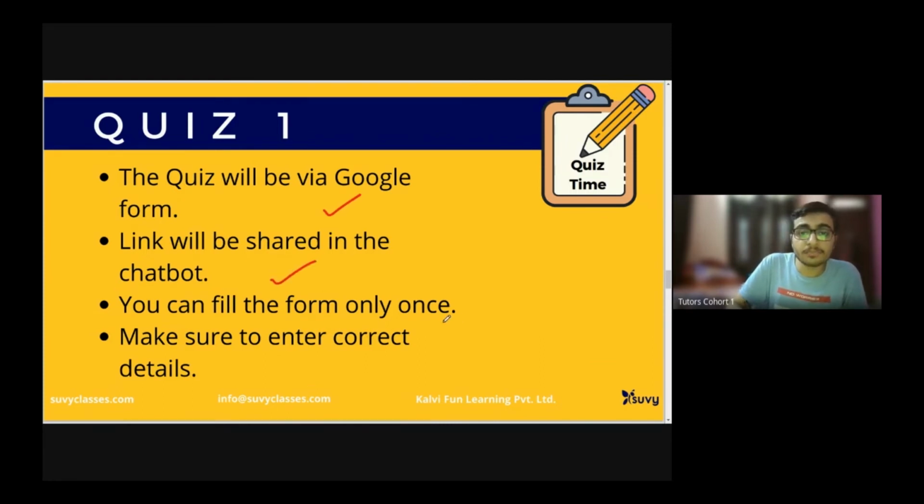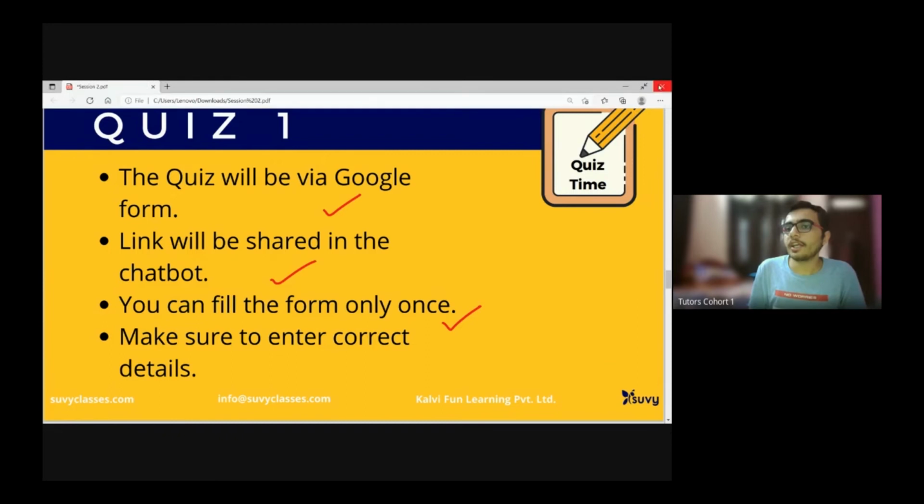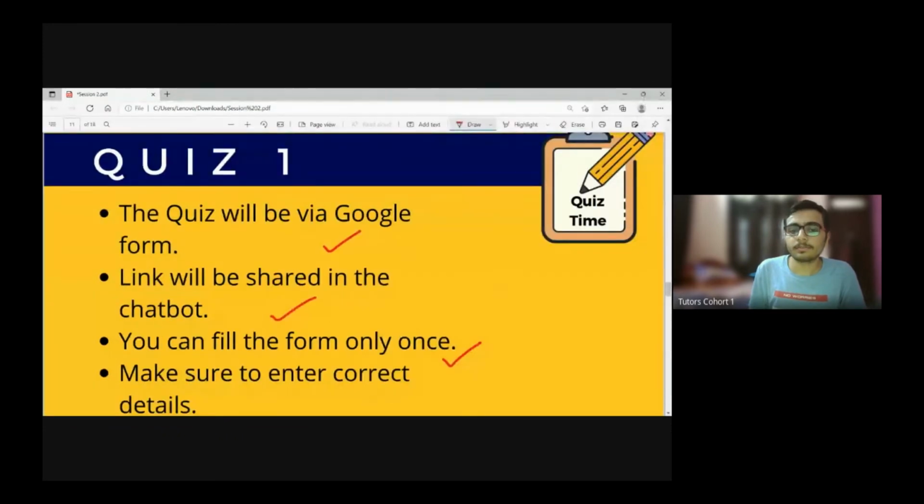You can fill the form only once, so make sure you enter correct details. Also, children, your filling of the form will be taken as attendance. We need to maintain records, so make sure you fill it correctly. Now I shall share the link in the chat box.